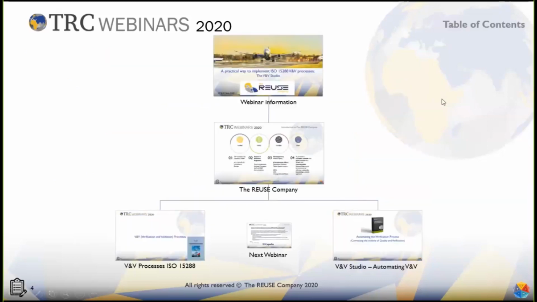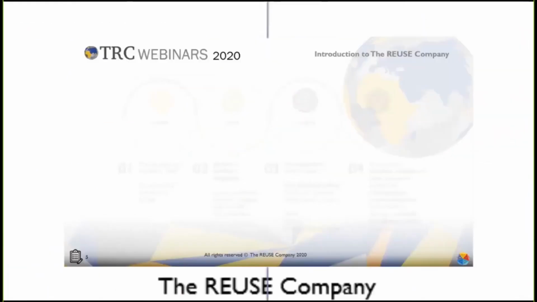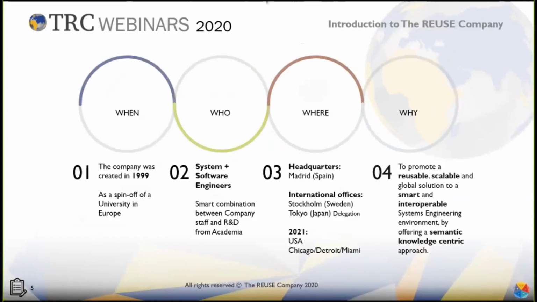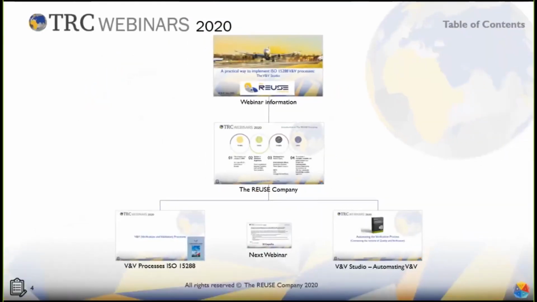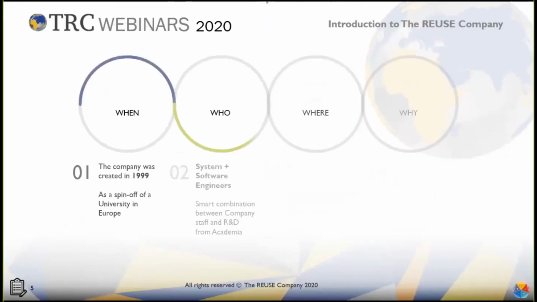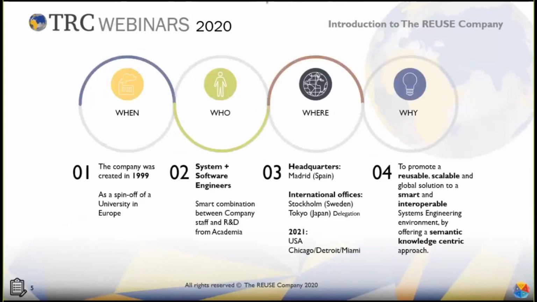This is the agenda for the webinar. The webinar information we have already done. Next is a short presentation about the company and the presenter. After that, Juan will talk about the verification and validation processes according to ISO 15288. We will see how to automate the verification process and a demonstration of the V&V Studio. We will also take a quick look at our next webinar, and after that, we will have some time for questions.